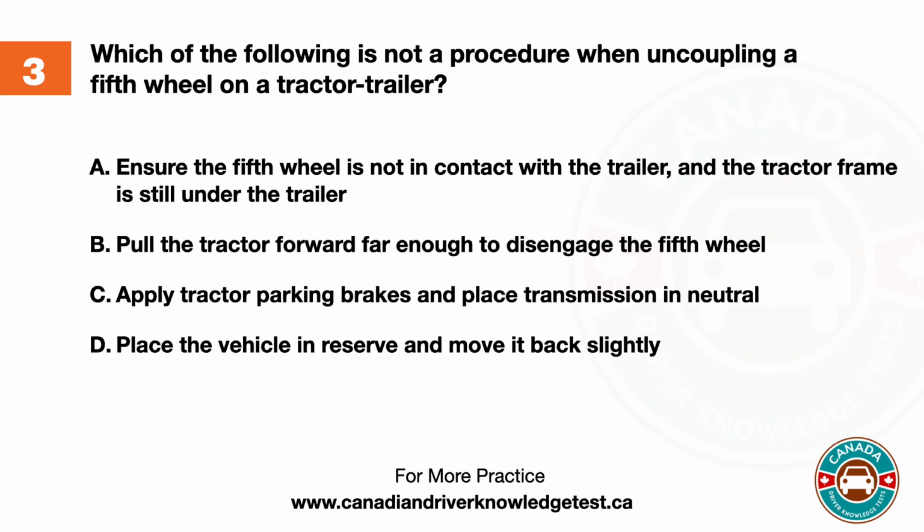Question 3. Which of the following is not a procedure when uncoupling a fifth wheel on a tractor trailer? A. Ensure the fifth wheel is not in contact with the trailer and the tractor frame is still under the trailer. B. Pull the tractor forward far enough to disengage the fifth wheel. C. Apply tractor parking brakes and place transmission in neutral. D. Place the vehicle in reverse and move it back slightly. The answer is D. Place the vehicle in reverse and move it back slightly.